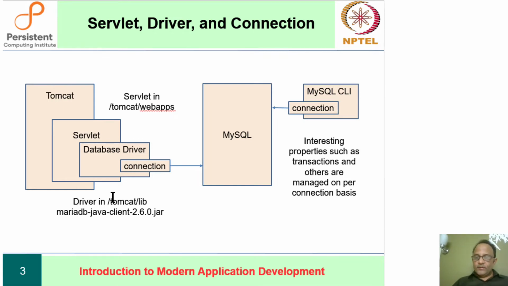So servlet is in Tomcat Web Apps, driver is in Tomcat lib, and as it says here, interesting properties of transactions are managed on a per connection basis, and not having too many connections to the database is also important, although perhaps less so than it used to be. Nonetheless, it is an important factor. And so we are going to look at how the servlet and the database driver connection gets made by creating a simple example where we retrieve a bunch of information from the database and show it on the web page.